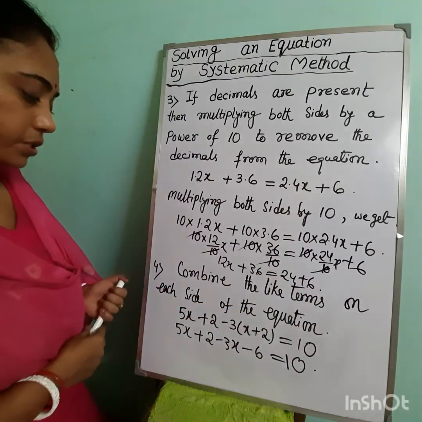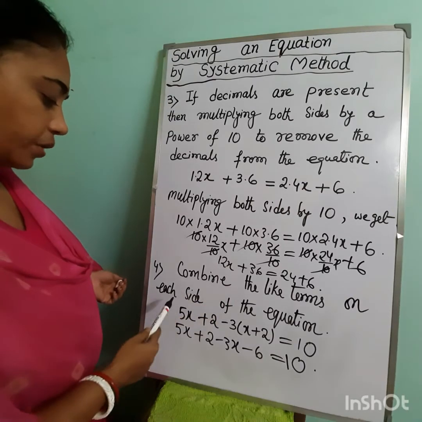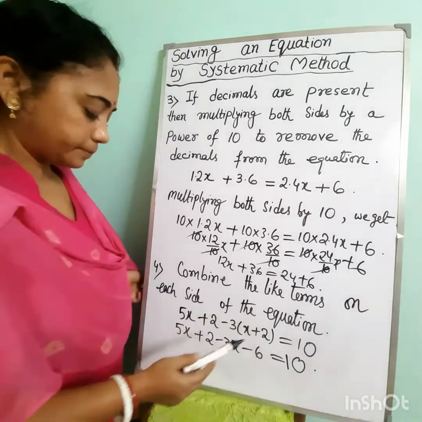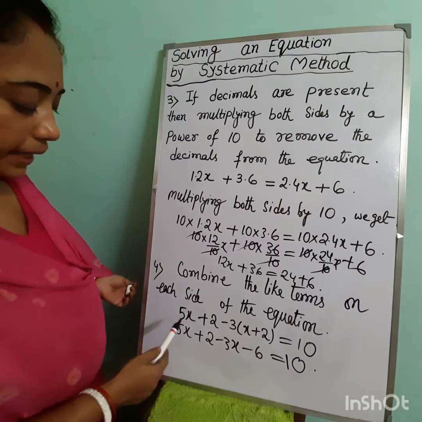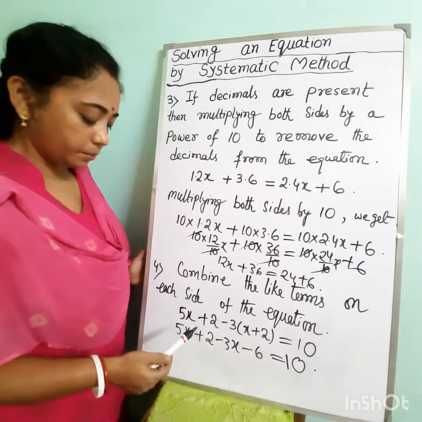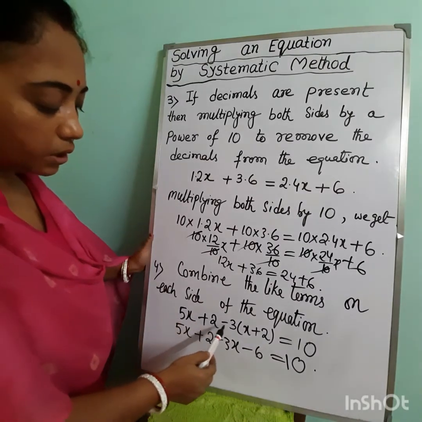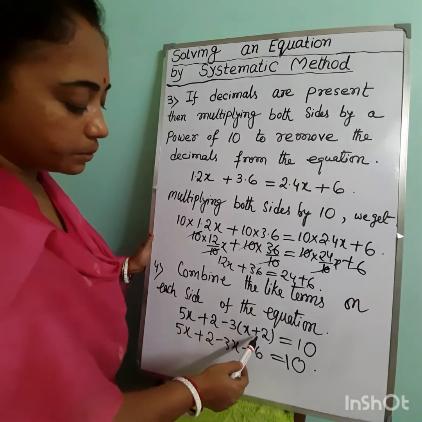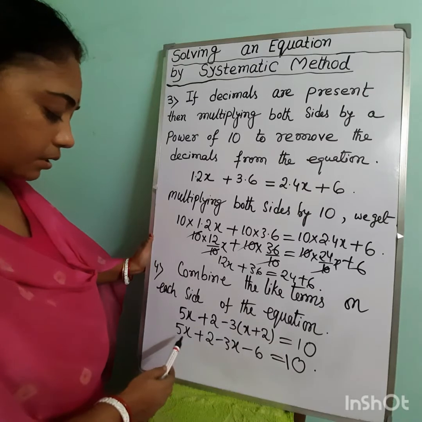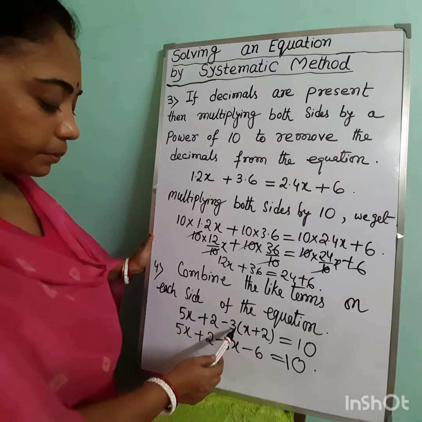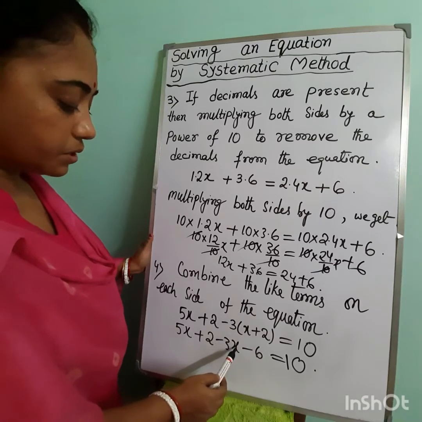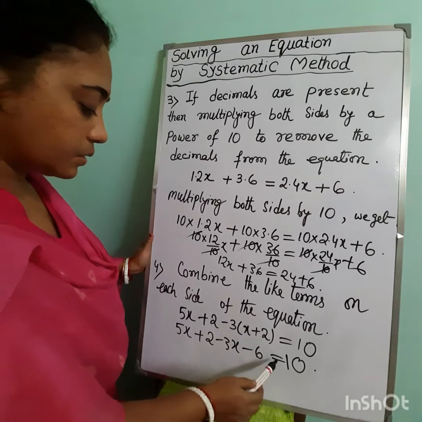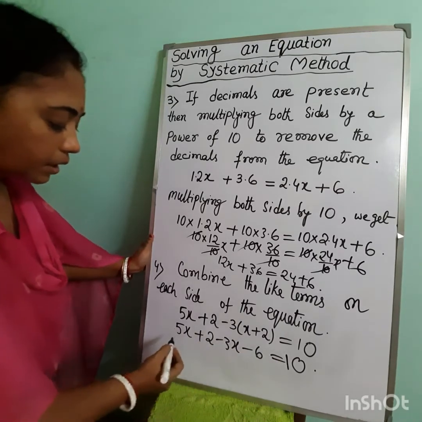After that, the fourth step: combine the like terms on each side of the equation. If like terms are present, then we combine them. For example, 5x plus 2 minus 3 multiplied by (x plus 2) equals 10. So here 5x plus 2, then we multiply this 3 with this binomial, that is minus 3x, then minus 6 equals 10. Then we combine the like terms.